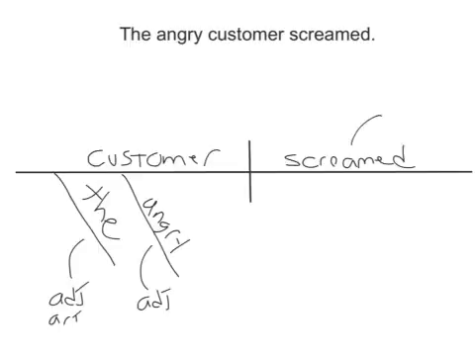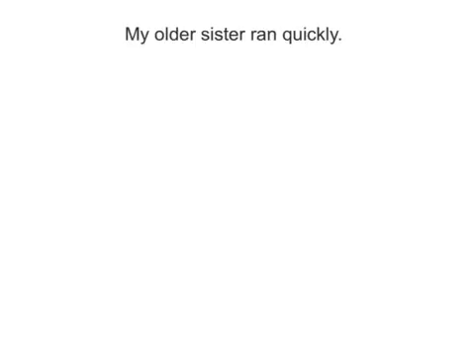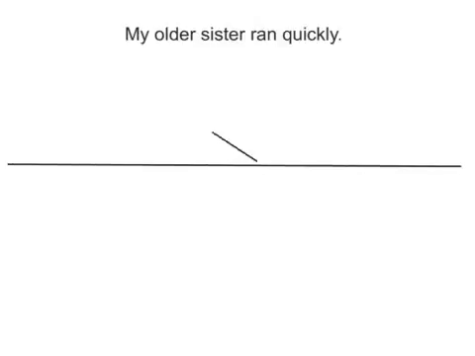Screamed, oops, I forgot about customer. That's a common noun, and it's part of our subject. Screamed is an action verb because it's something someone did, and that is our predicate. That's a rather easy one for you. Hopefully that works out. This one we have to draw our lines, of course. Okay, let's move this over a little bit.